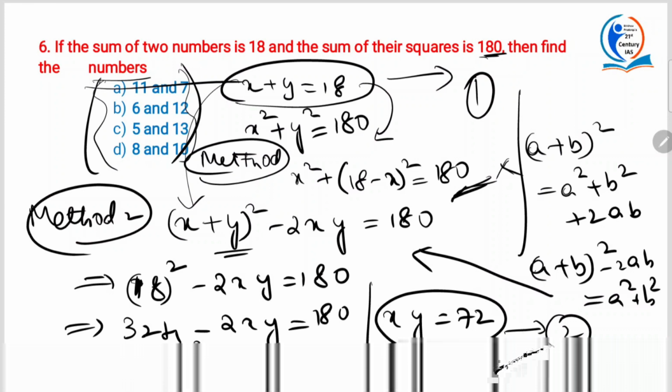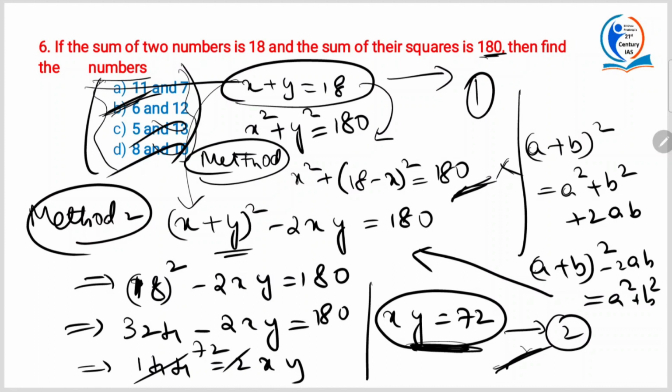Yes, 6 12s are 72. So this is the answer. 6 into 12 is the answer. Okay. 5 into 13, no. 8 into 10 is 80, no. So, 6 into 12 is the answer. Okay. Observe the options always, always. And save time and use it for other questions.